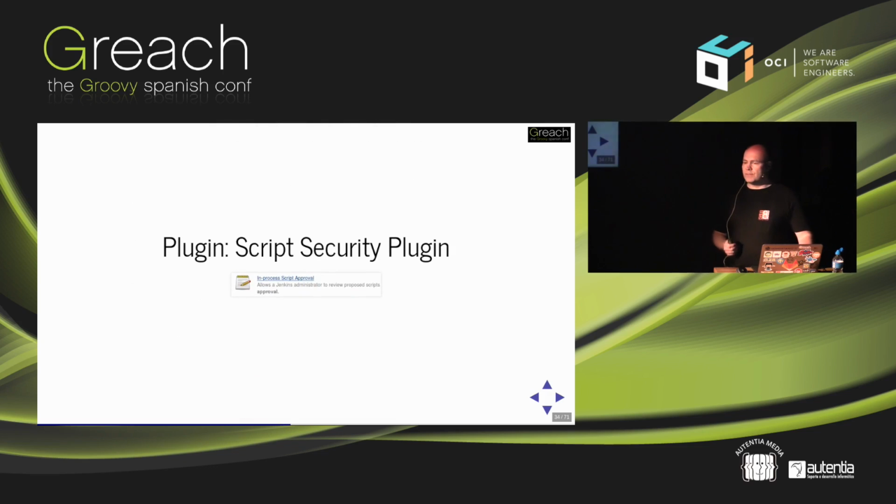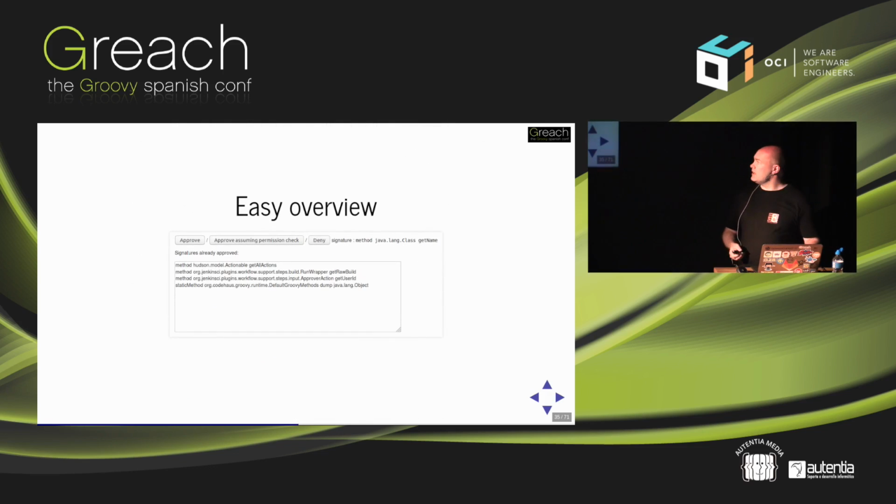But you can install the script security plugin, and there you can, on a command basis, define exactly what is allowed. So you get an easy overview, something like this. It says, all right, so your script has tried to perform these actions. Will you approve each of these actions? So in this case here, I could choose to approve run wrapper get raw build. It makes sense that it's not available by default because I have access to the internal workings of Jenkins in this way. But you can allow anything with this plugin.